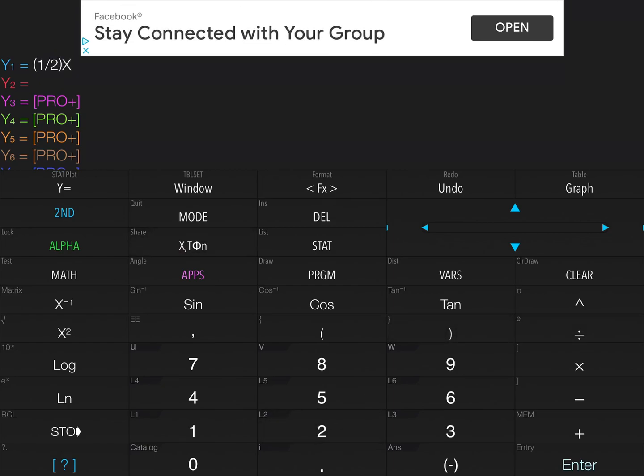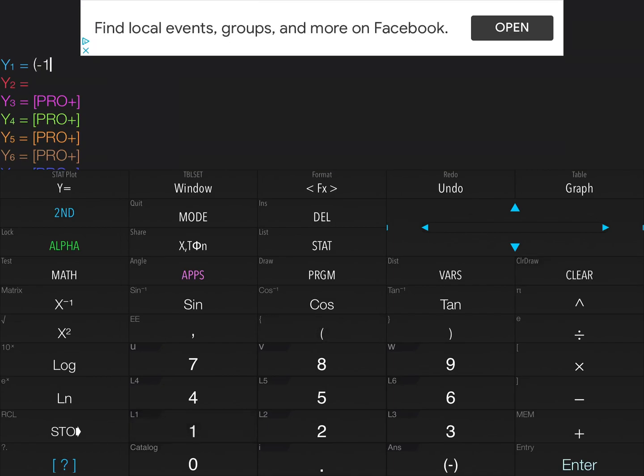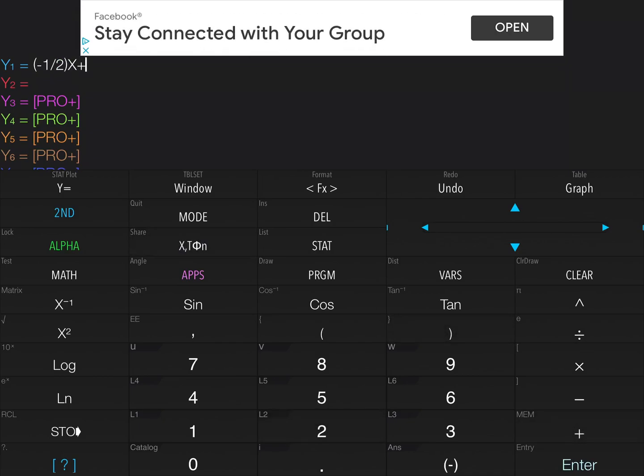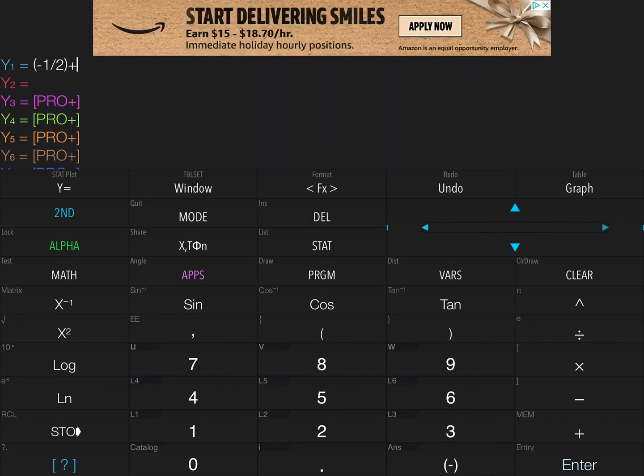Oh, hold on, where's the negative? Did the negative go? Yep, hold on. Parentheses -1 divided by 2 x plus, and I already forgot. Sorry, guys. Oh, not even plus. All right, let me try again. Sorry, guys. This is real-time math here, right?